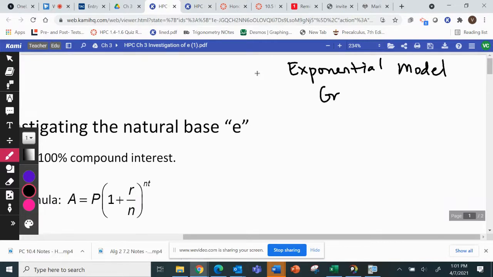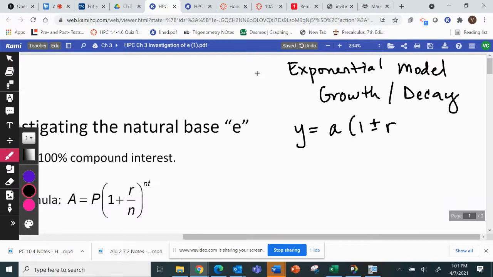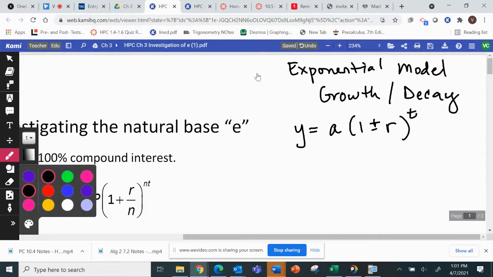for growth or decay. So you should have heard that term before, yeah? Science class, previous math classes. And there's a formula for this. We're going to start with y equals a(1 plus or minus r)^t. And in this formula, the a is the initial amount.